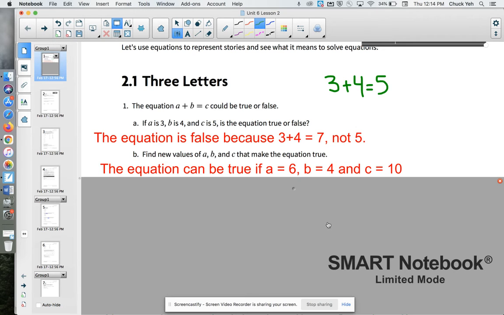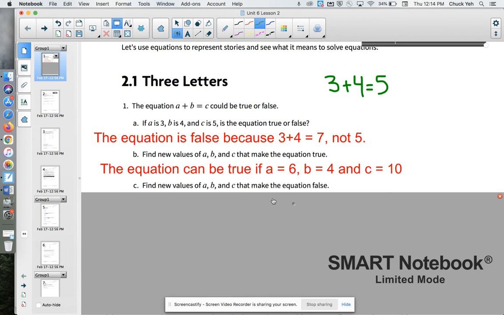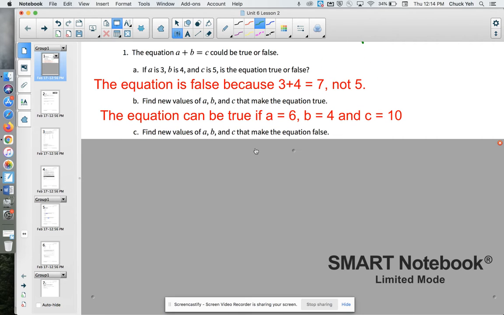So it can be anything you want. It just has to be a true equation. Find new values of A, B, and C that make the equation false. So now make it false.